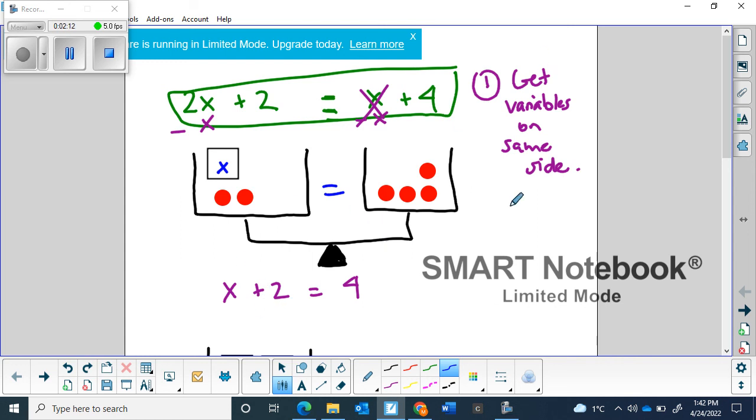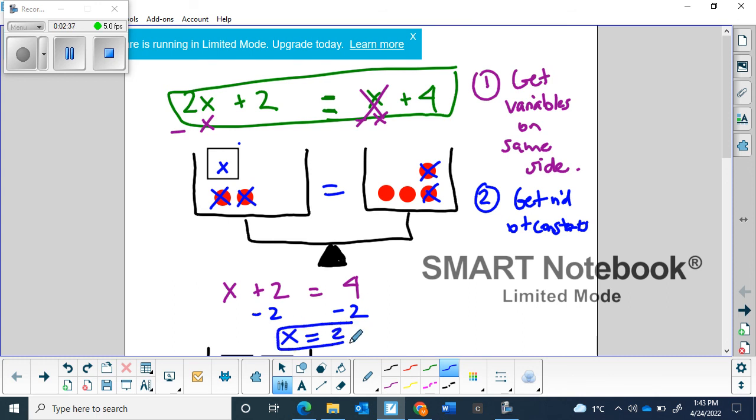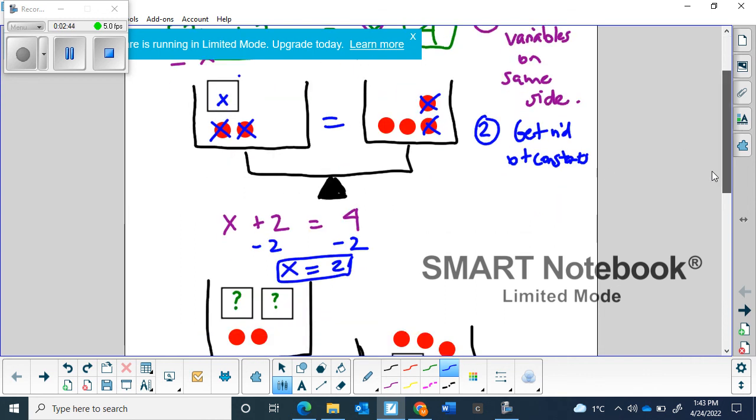So I've moved the variables onto the same side. Now I've got to get rid of the constants. In this case, I have 2, so I'm going to take away 2, and what I do to one side, I have to do to the other. So I take away 2 here, they're gone. I have to take away 2 here, they're gone. All I'm left with now on this side is this x, and 4 minus 2 weighs the same amount as 2 apples.